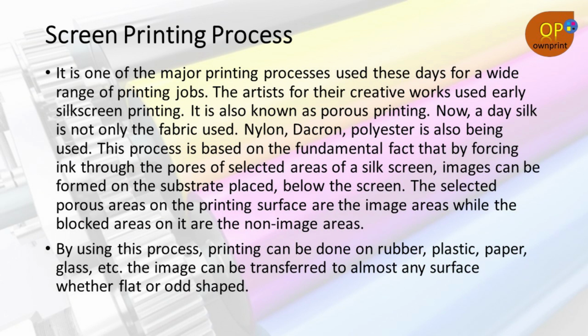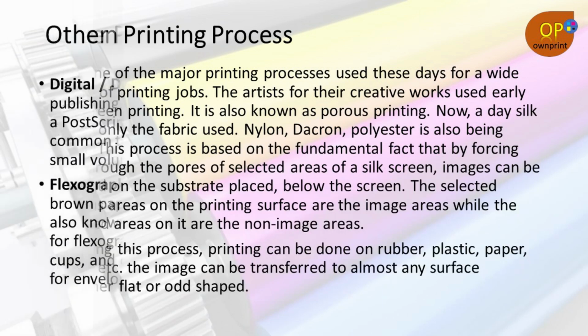This process is based on the fundamental fact that by forcing ink through the pores of a selected area of a silk screen, images can be formed on the substrate placed below the screen. The selected porous areas on the printing surface are the image areas, while the blocked areas are the non-image areas. By using this process, printing can be done on rubber, plastic, paper, glass, etc. The image can be transferred to almost any surface, whether it is flat or odd shaped.